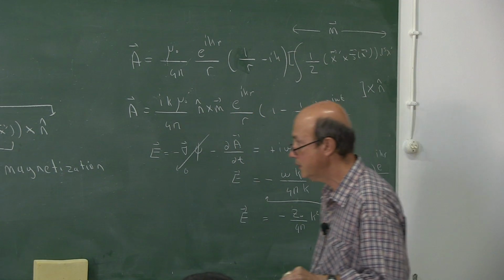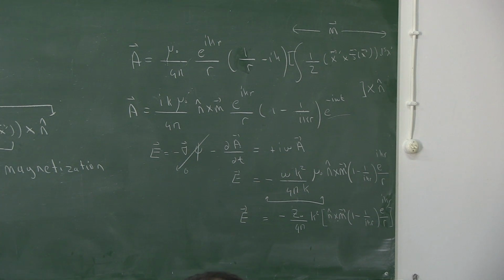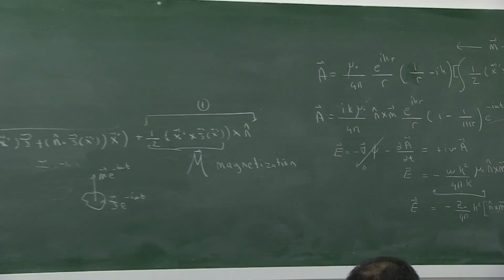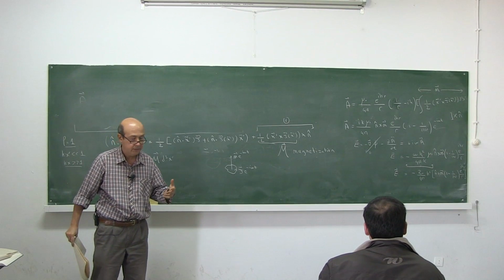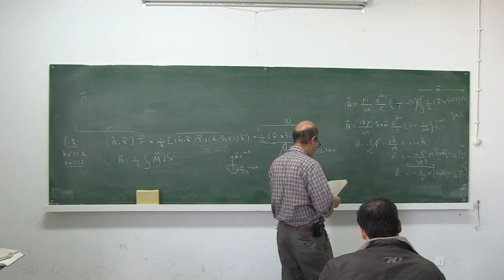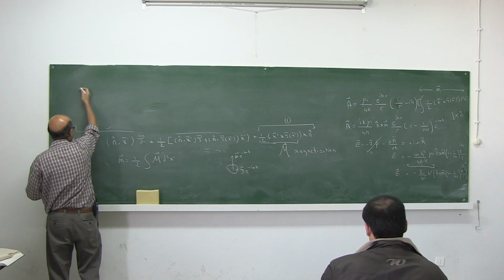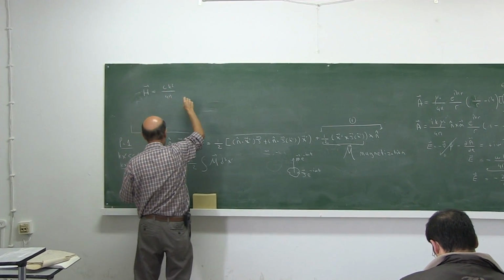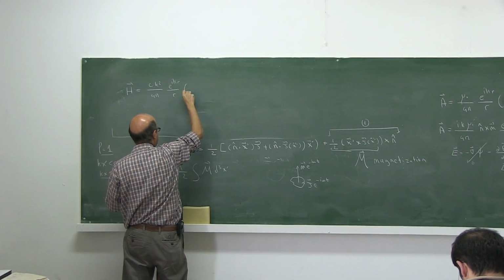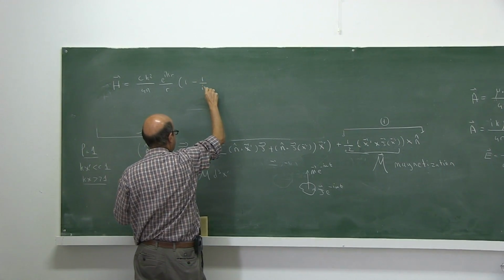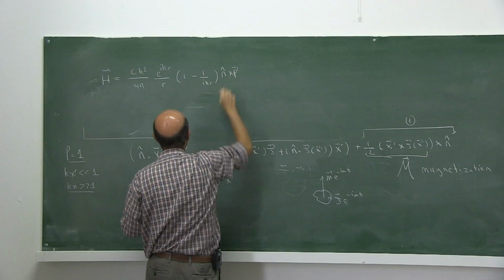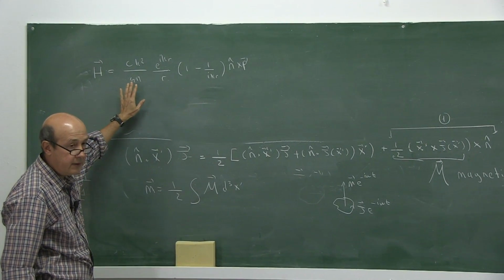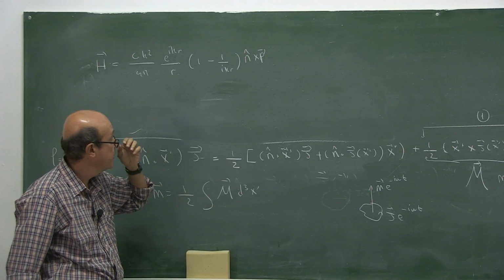Now I am going to make a little comparison with what we did last time. Last time we calculated the fields of the electric dipole moment. If you look at your notes, you will find something. What was the H for the electric dipole radiation? H was equal to C k square over 4 pi, e to the ikr over r, times 1 minus 1 over ikr, times n cross p. If you look at the notes, you have this derivation. This is the magnetic field of the electric dipole radiation.